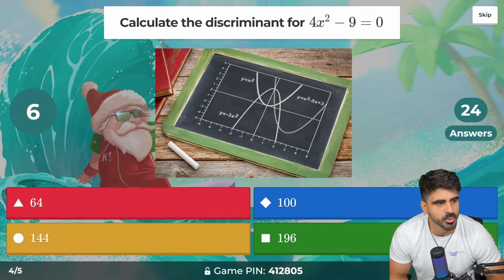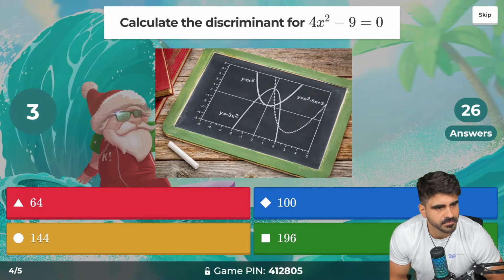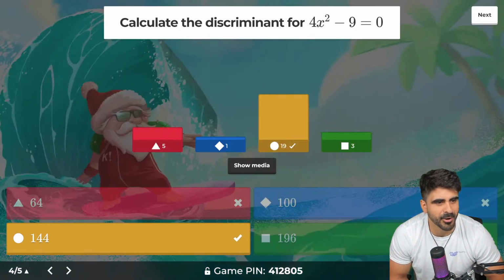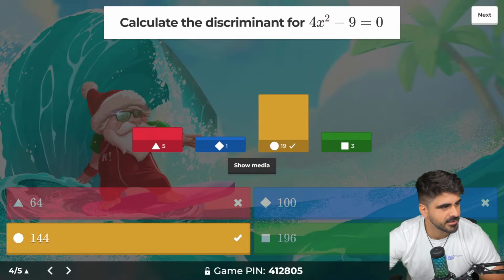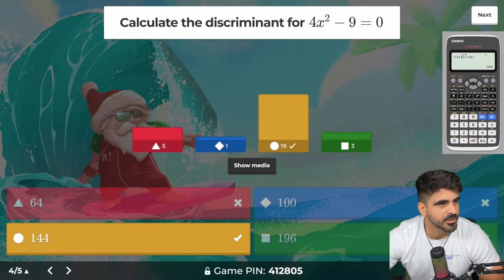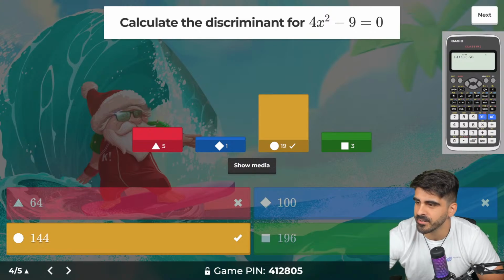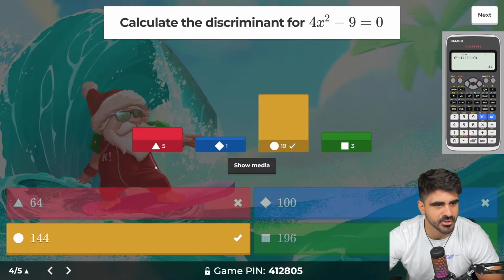Too cold. Bottled it. 144. So, what we got? We got that. You could have the 0 in there. It would look like this: 0 squared minus 4ac, 144. I mean, most of you are getting it, which is good.